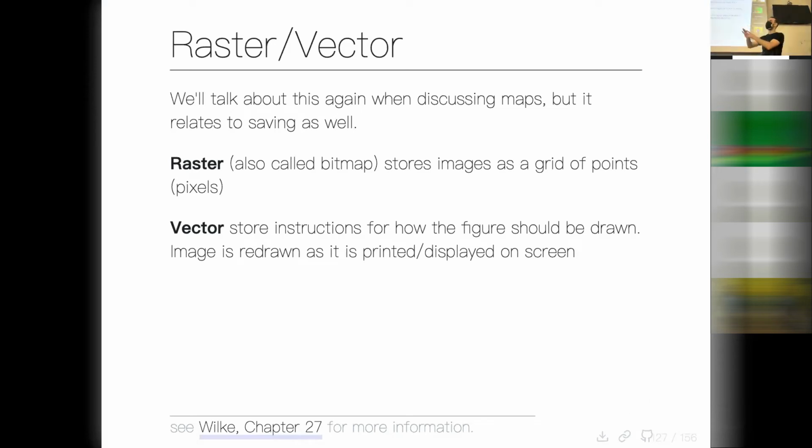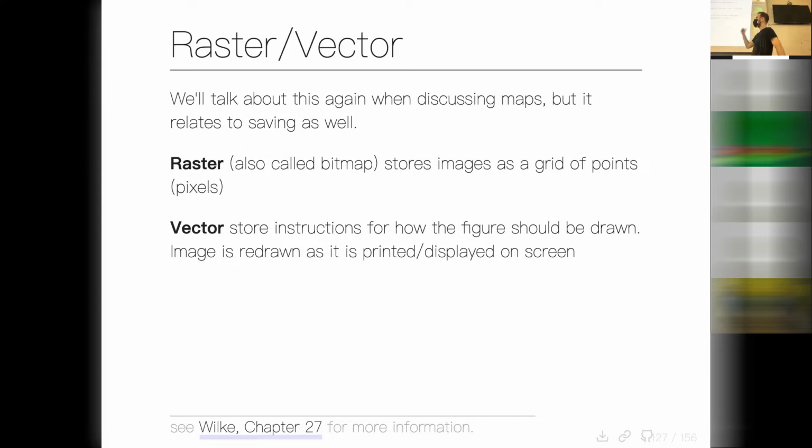So when we're saving plots, there are 2 basic ways that we can save a plot. We can save it to what's called the raster or bitmap format, or using vector graphics, okay? So we'll talk about this exact same thing again a little bit in about 2 weeks when we talk about creating geographic maps, because this is the exact same principle there, okay?